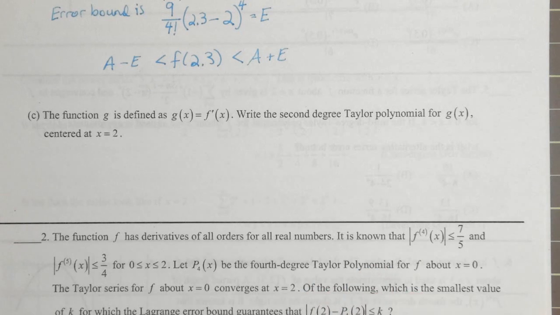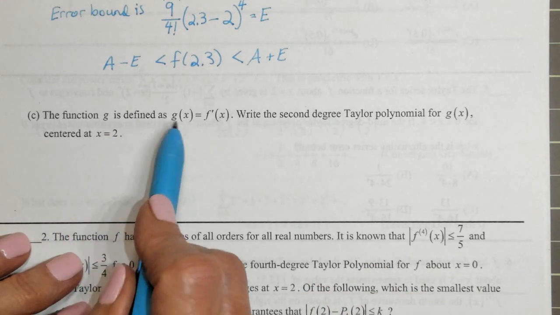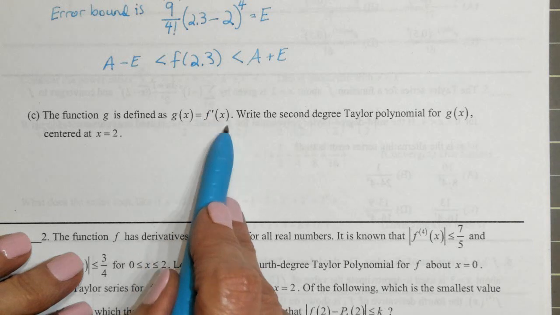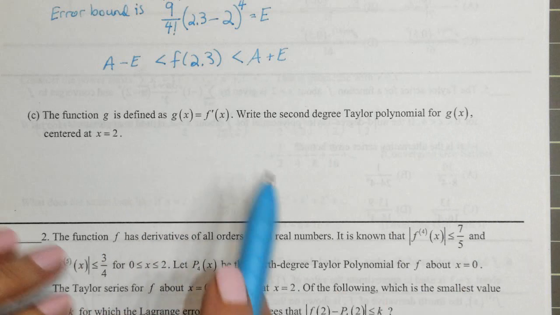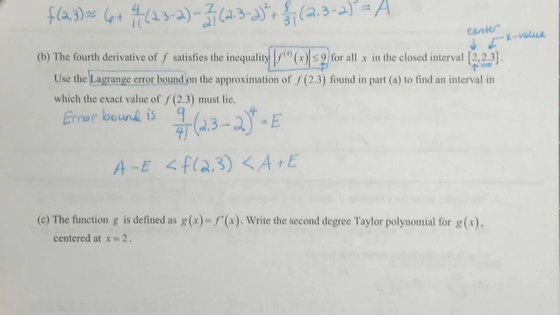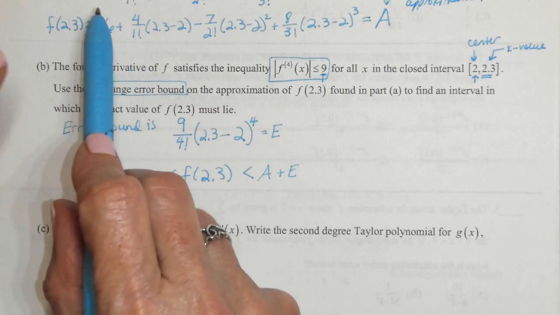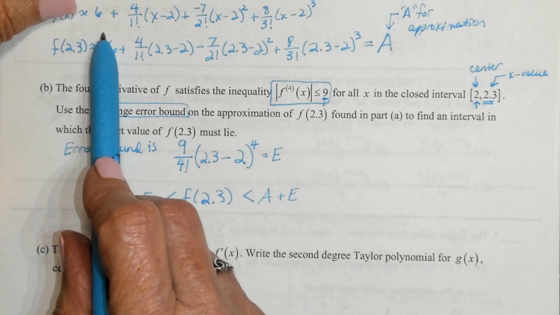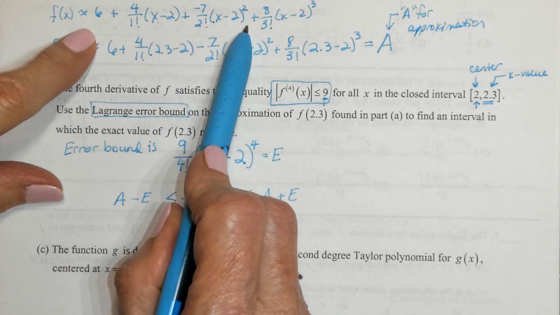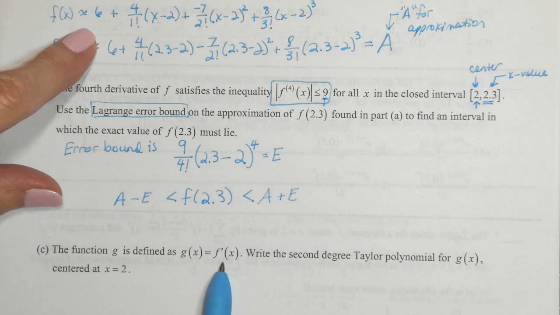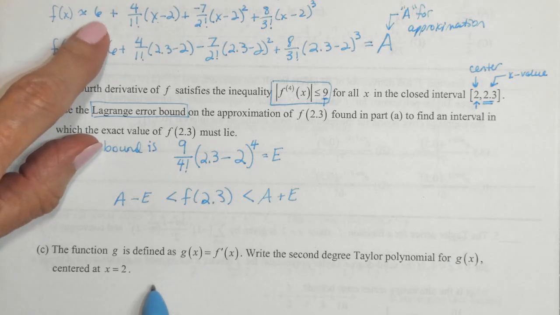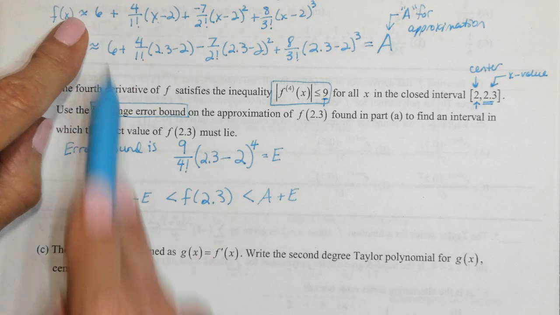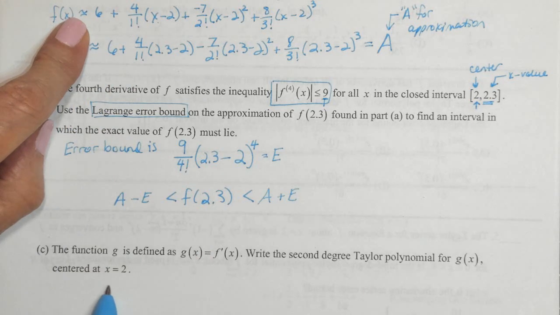All right, the function g. g is now defined by f prime of x. Write the second degree Taylor polynomial for g of x centered at 2. This is an easy one because here's f. We want f prime. And I know how to take a derivative. What's the derivative of 6? 0. So the first term is 0.